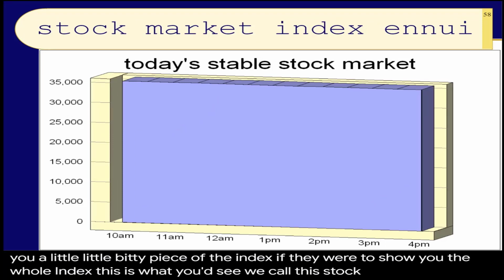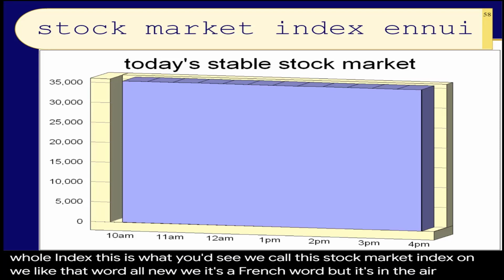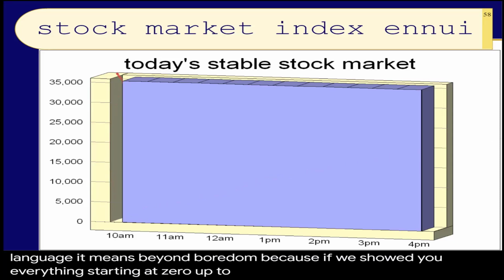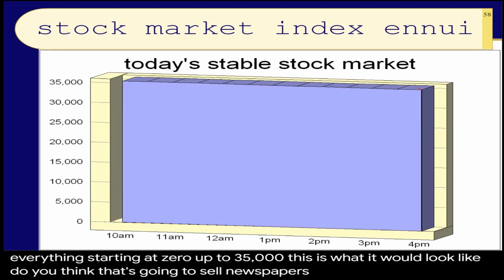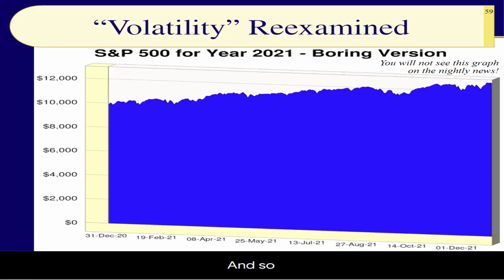We call this stock market index ennui. You like that word? Ennui. It's a French word, but it's in the English language. It means beyond boredom. Because if we showed you everything starting at 0 up to 35,000, this is what it would look like. Do you think that's going to sell newspapers or sell internet eyeballs or television advertising? No. So they show you the mania, not the ennui.